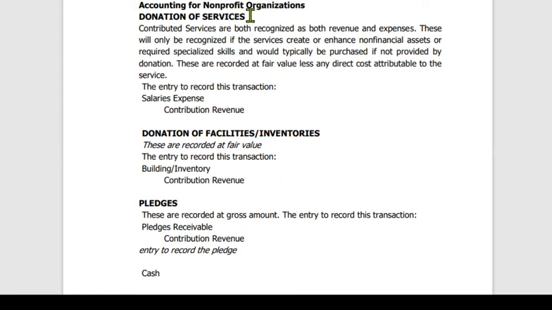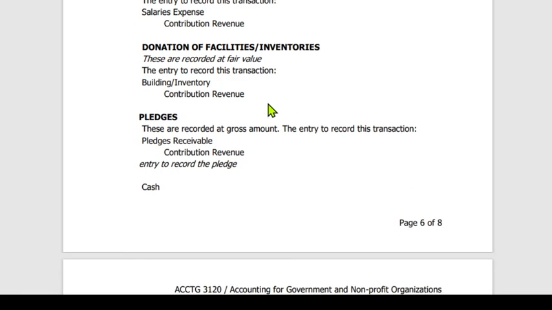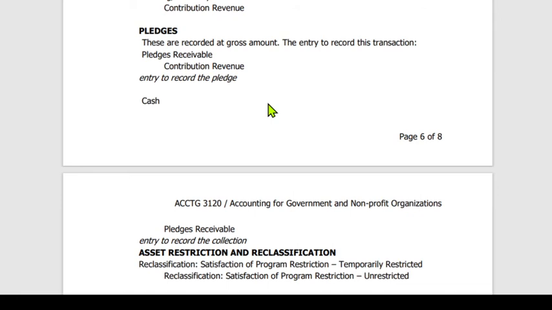So when it is a donation of services, the recognition is under the fair value less any cost directly attributable to the service. So you debit salaries expense and then you credit contribution revenue. When it is a facility, you debit building when it is a building, or inventory when it is an inventory, and then credit contribution revenue. When it is a pledge, this is recorded at gross amount, you debit pledge receivable and then you credit contribution revenue. When you collect the pledges, you debit cash and then you credit pledges receivable.